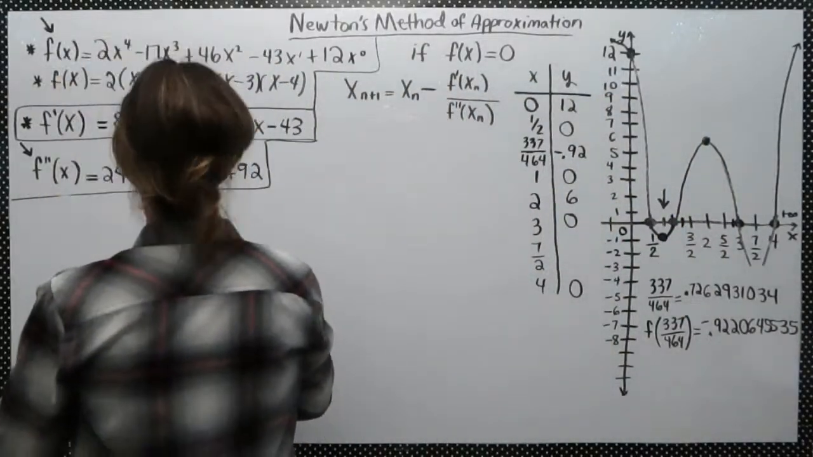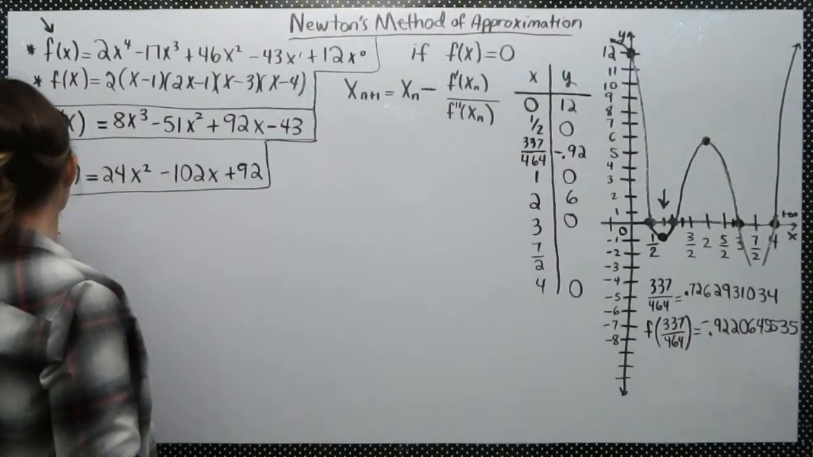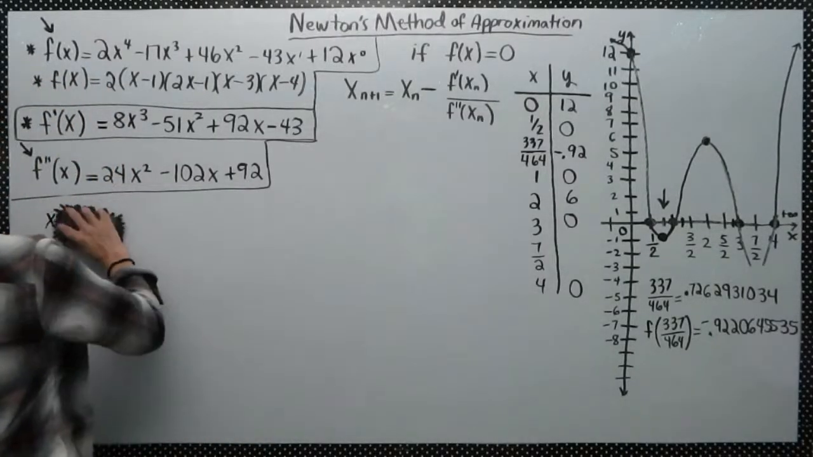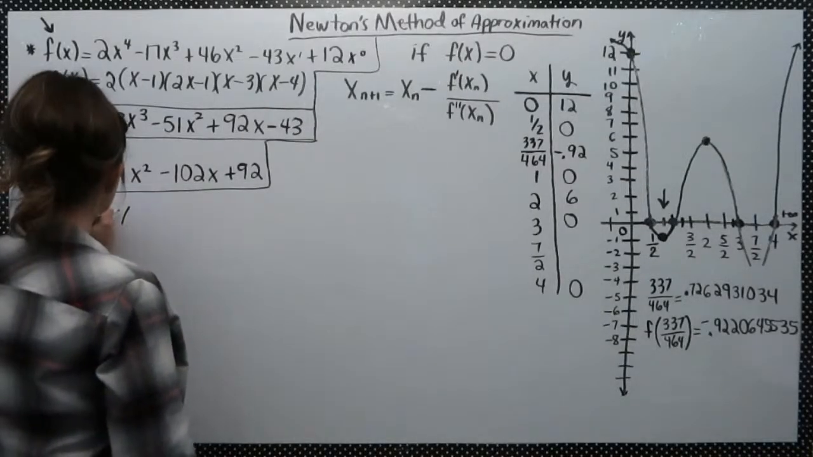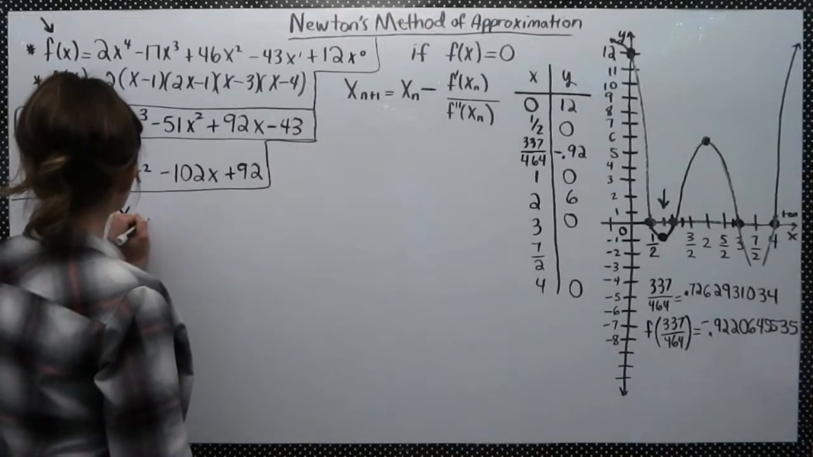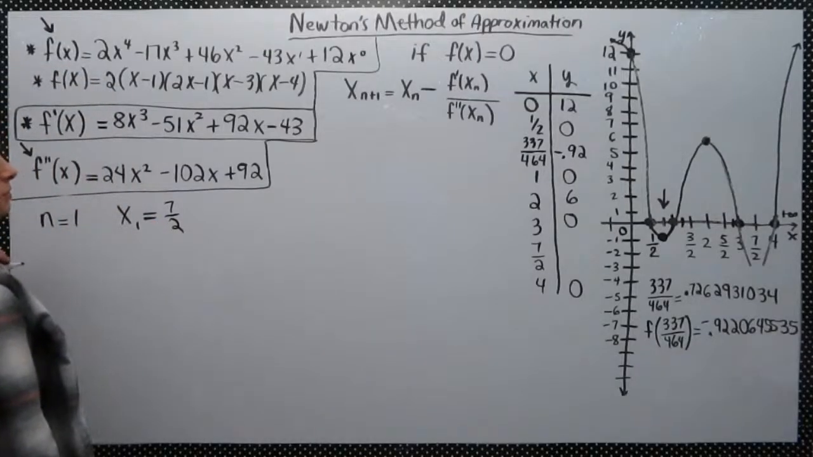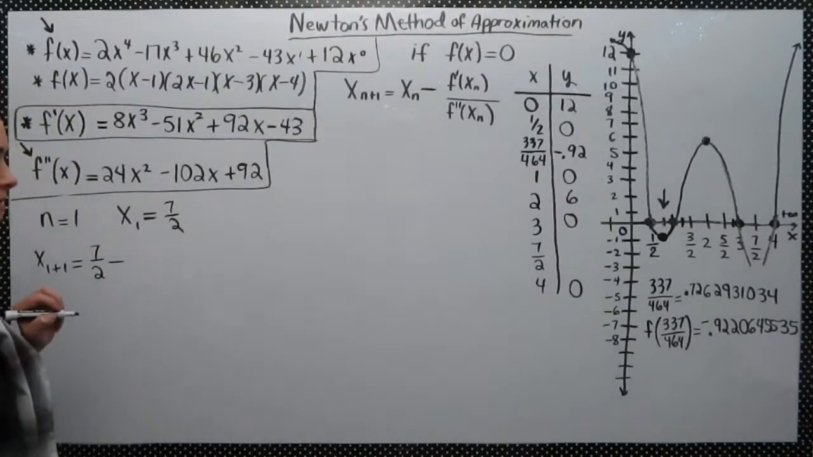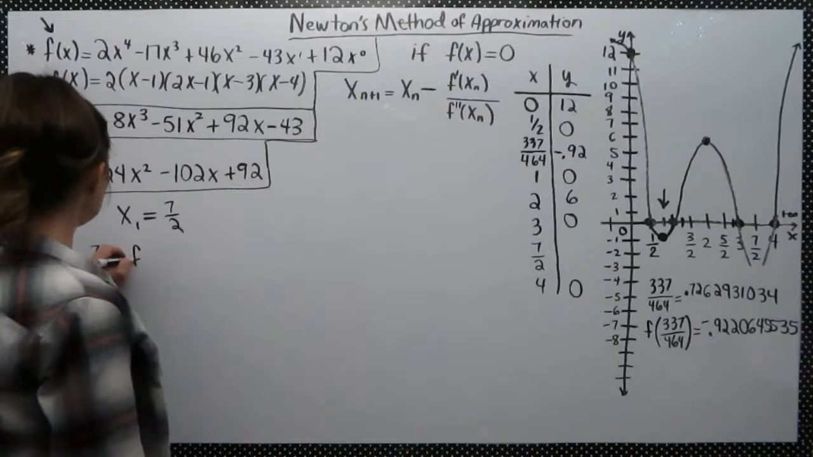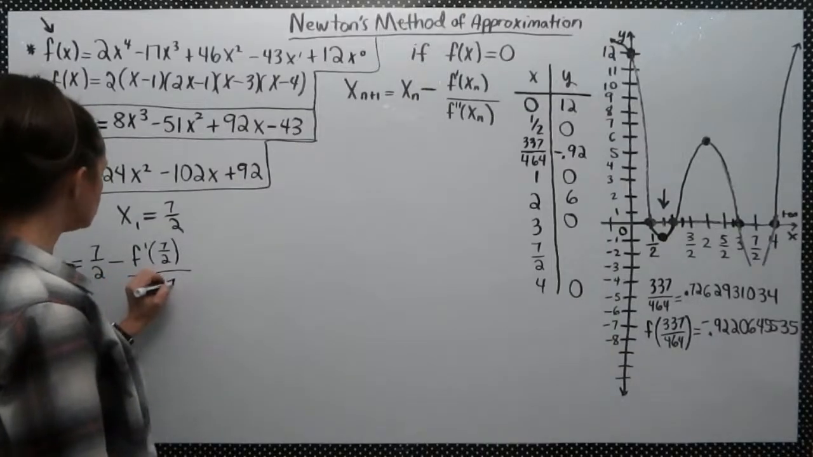All right, we'll go ahead and do it one more time. So what's going to hurt? All right, so for x sub n, we'll say n equals 1. We'll only do this once. X sub 1 is going to be 7/2. And then Newton's approximation for x sub 1 plus 1 is going to be 7/2 minus f prime of 7/2 divided by f double prime of 7/2.